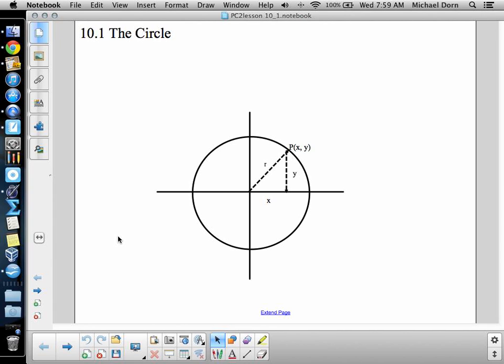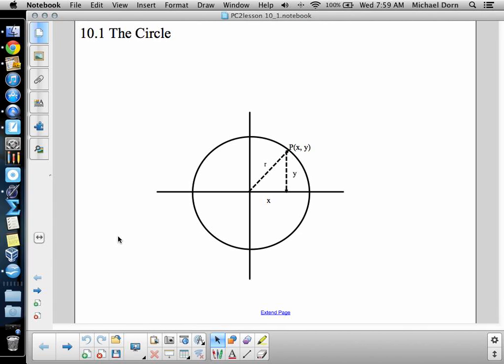The circle is the first of our conic sections. Chapter 10 is all about conic sections. And conic sections, as you recall, are the circle, the ellipse, the hyperbola, and the parabola. Those are our four basic conic sections. We also have the degenerate cases, as the line and the point. But we're going to start by looking today just at the circle.